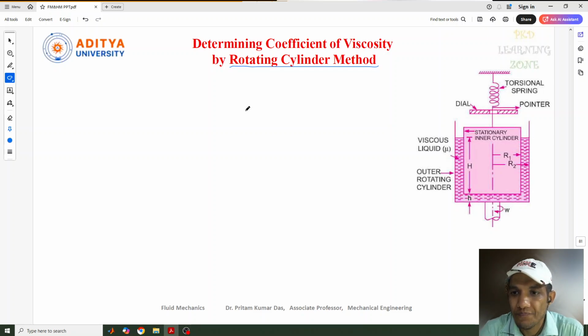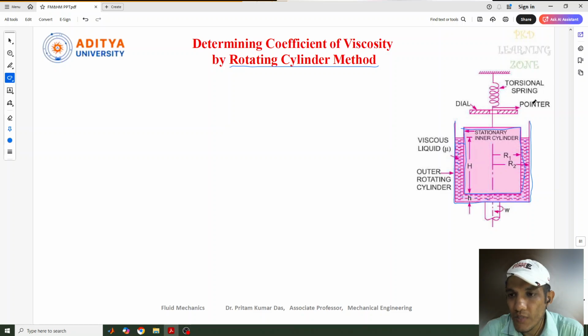For this, we have taken this diagram, and in this, if you see, there is an outer cylinder, and this is the inner cylinder. In between these two cylinders, we have a liquid, or the fluid, which is present, and the viscosity of the fluid needs to be measured. Here is the viscous fluid which is present between these two cylinders, and the viscosity of the fluid needs to be determined.